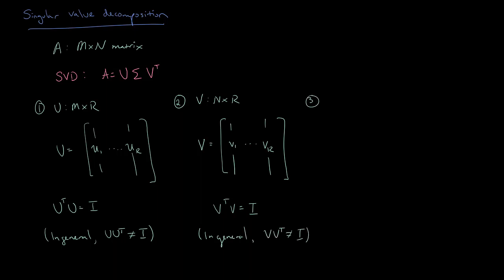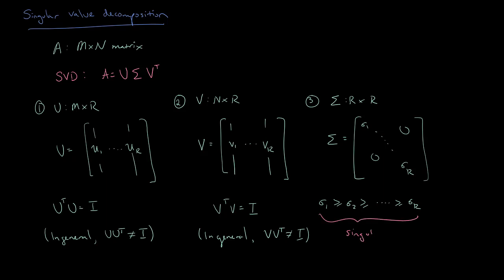And then finally, we have sigma, which is an r by r diagonal matrix with entries along the diagonal denoted by sigma 1 up to sigma r. All the other entries are 0. And by convention, we always assume that the entries on the diagonal have been sorted so that sigma 1 is the largest and sigma r is the smallest. So they're sorted in decreasing order. And we call these sigmas the singular values of the matrix A.